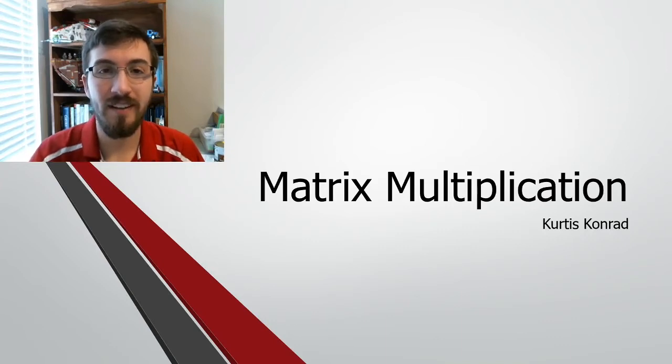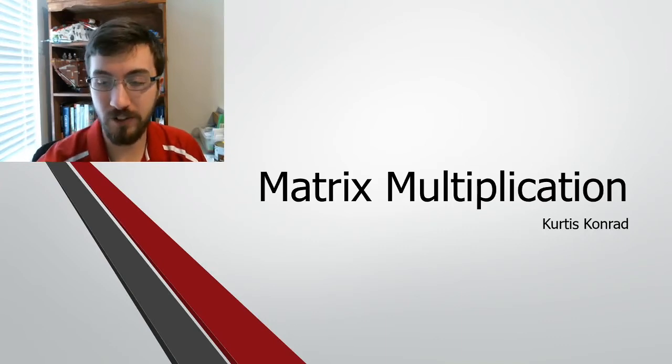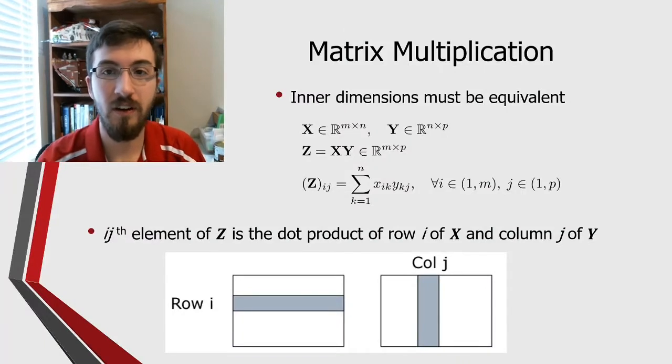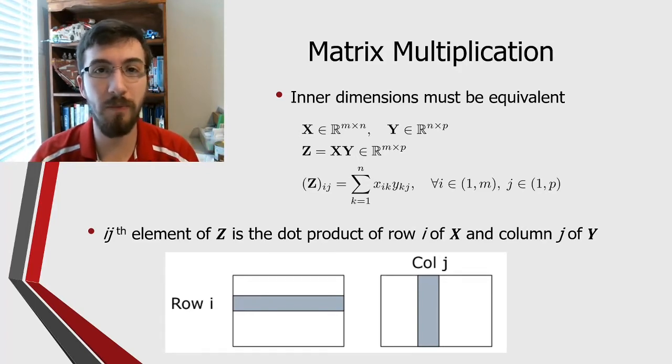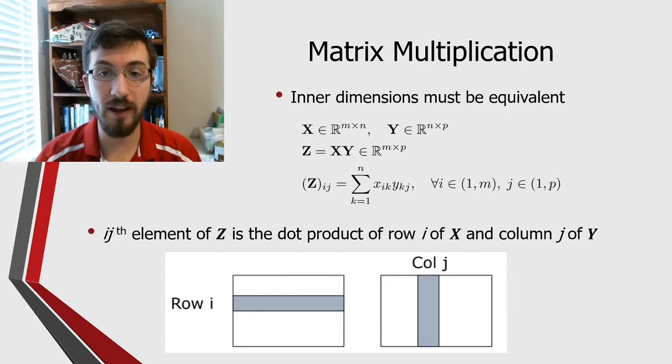Hey everyone, today we're going to be talking about matrix multiplication. So, matrix multiplication, right? It's taking basic regular multiplication and doing it with matrices. And the rules are a little bit weird, but we're going to talk through it, okay? So the first rule, and most important rule, is that the inner dimensions must be equivalent.